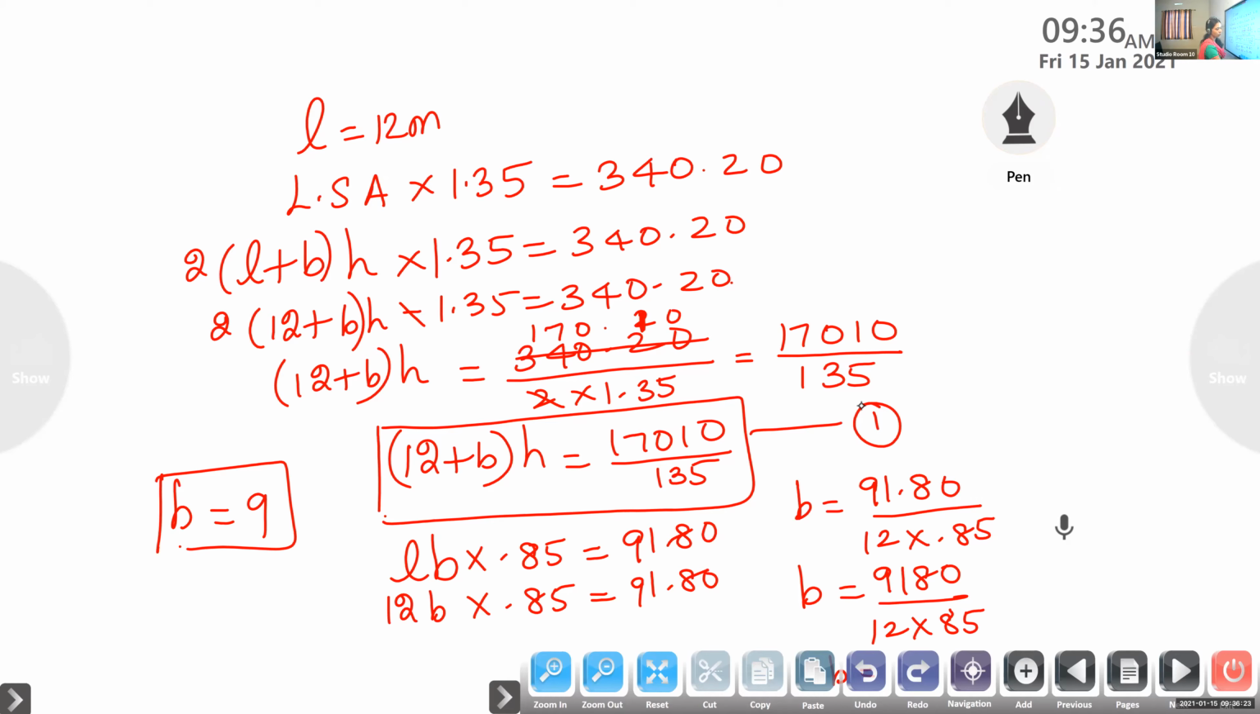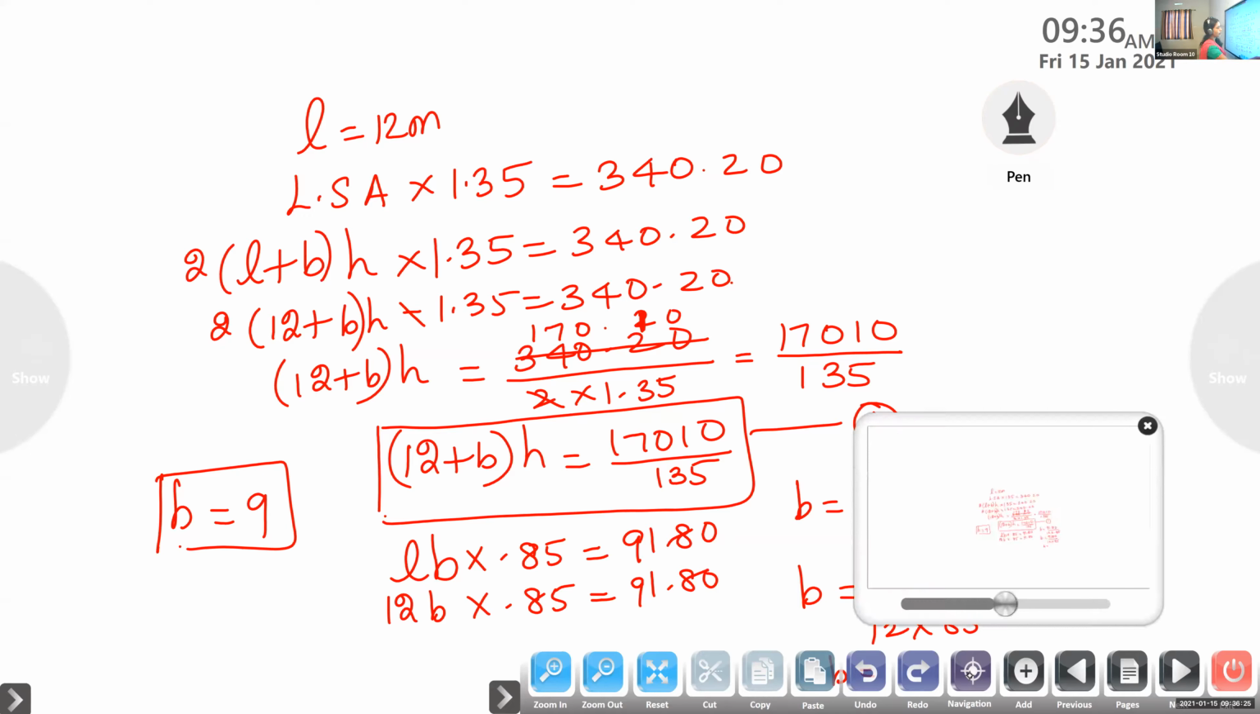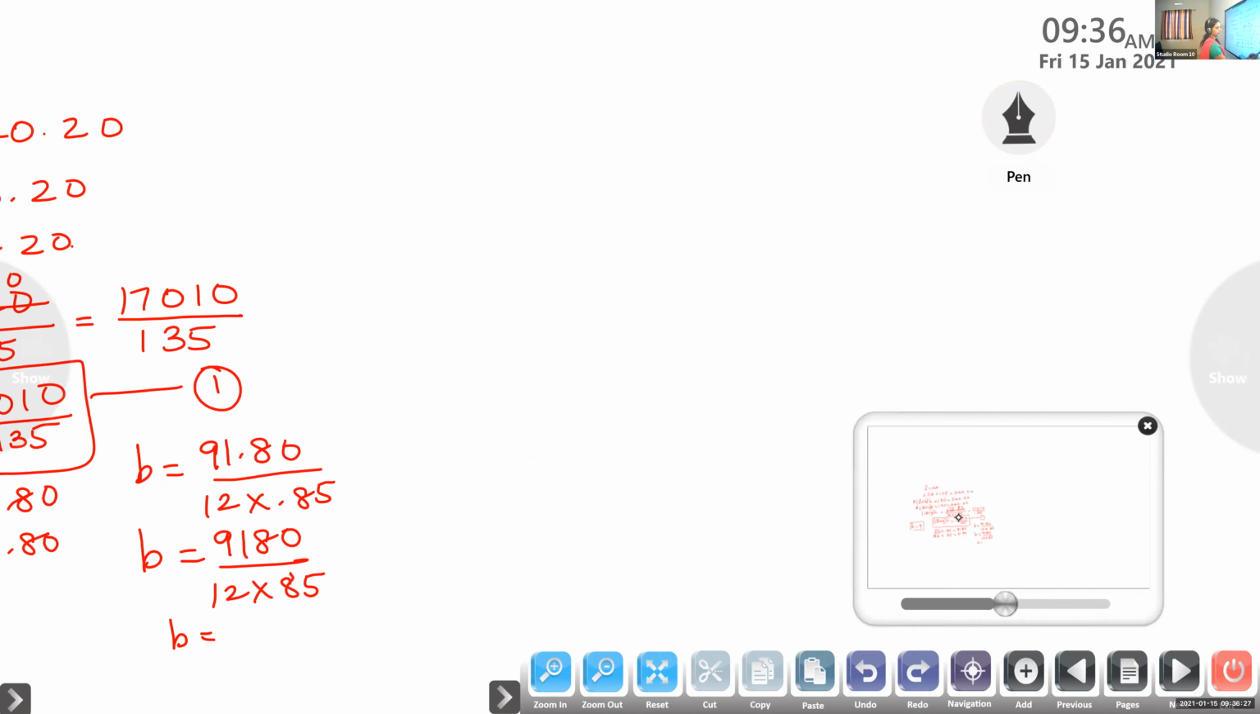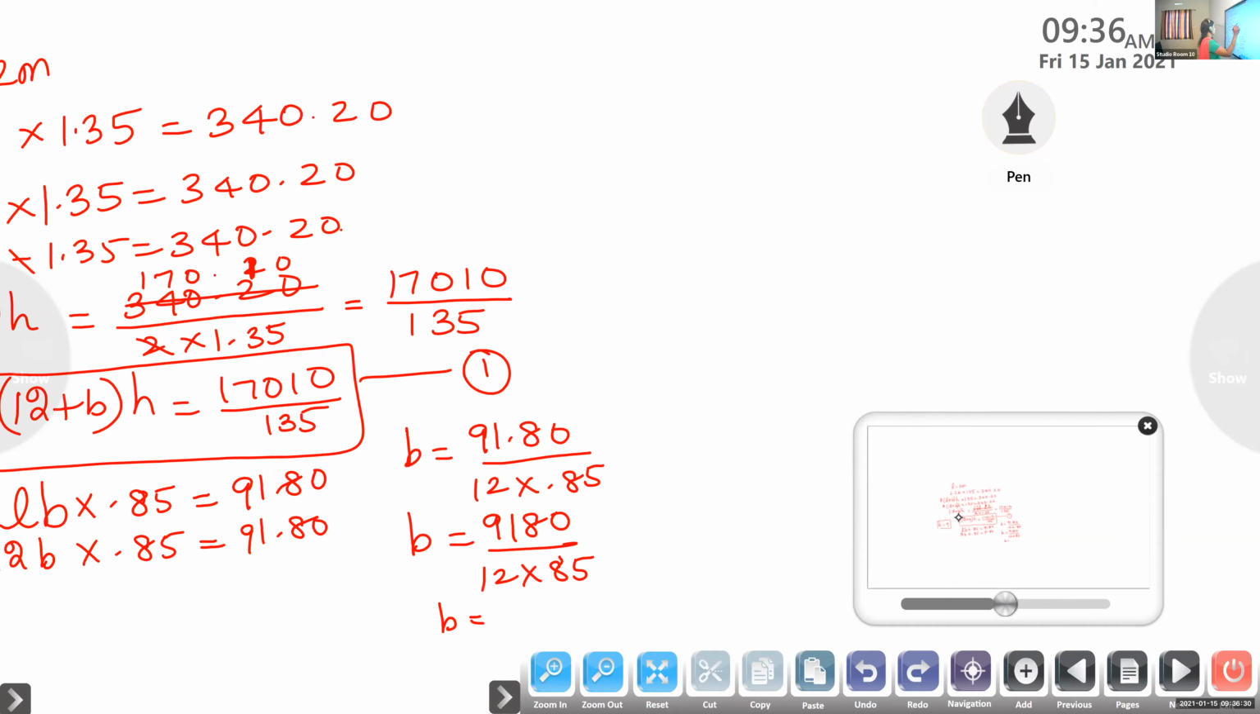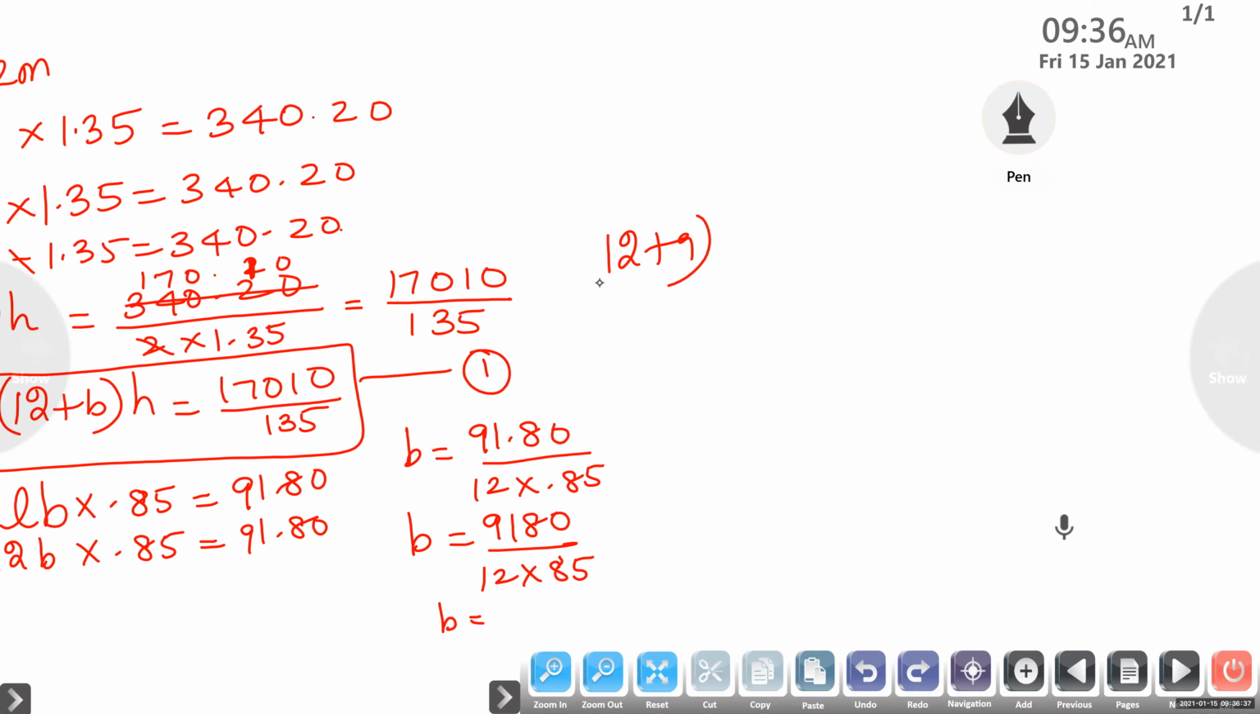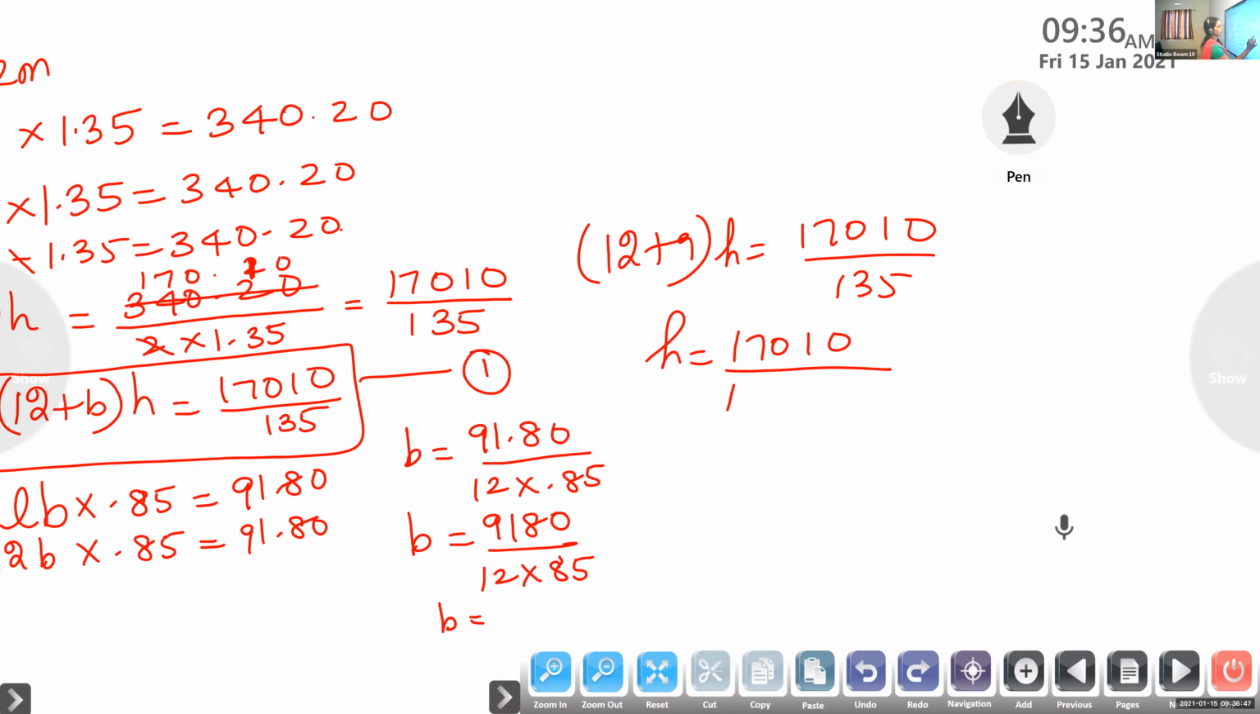Once you get breadth is 9, substitute in this equation 1. So when you substitute in the equation 1, what do you get? 12 plus 9 into h is equal to 17010 by 135. So what is h? 17010 by 135 into 21. Cut short this, simplify this and find out what is the value of h. 6. Very good, children.